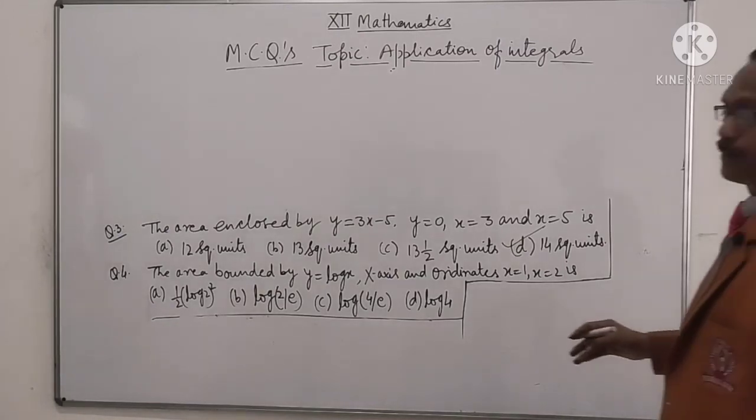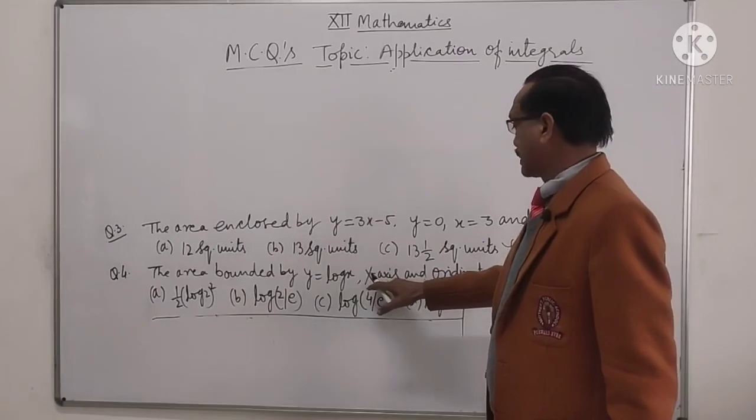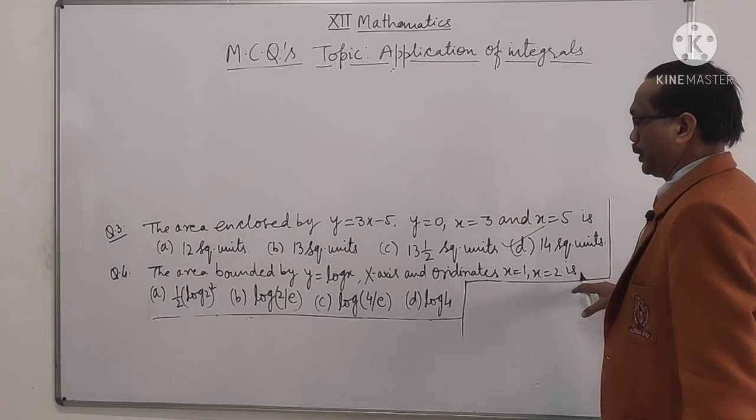Question 4. The area bounded by y equal to log x, x-axis and ordinates x equal to 1 and x equal to 2 is what?